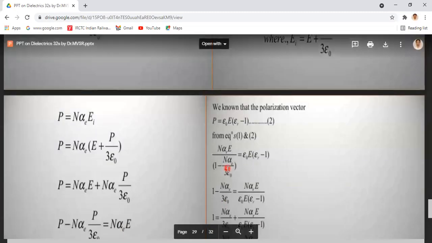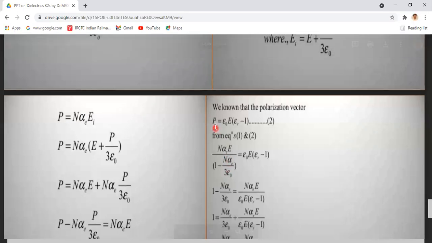According to the definition of the polarization vector, P is equal to epsilon naught into epsilon R minus 1 into E bar. This derivation is also given in your WhatsApp group. I have sent this derivation part in our WhatsApp group, please see it. So this is the definition of P bar. P bar is also written as epsilon naught into epsilon R minus 1 into E bar.